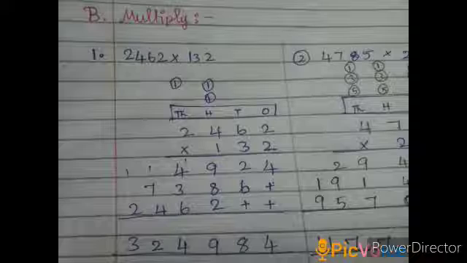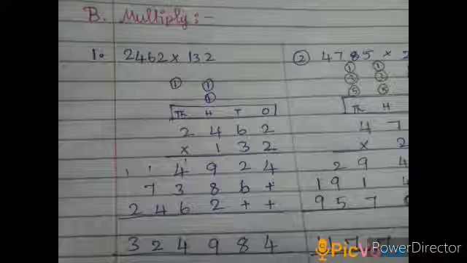Now add the columns of the three multiples. First one is the ones place, 4. Tens place, 2 plus 6, 8. Hundreds place, 9 plus 8 plus 2, 19. 9, and 1 should be carried over.